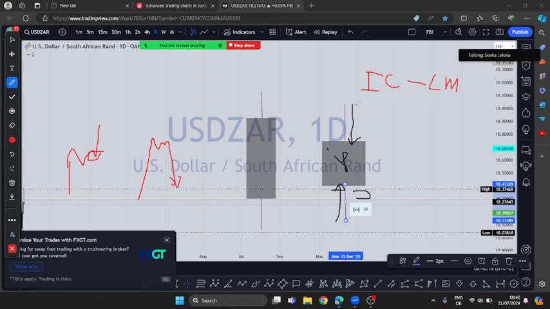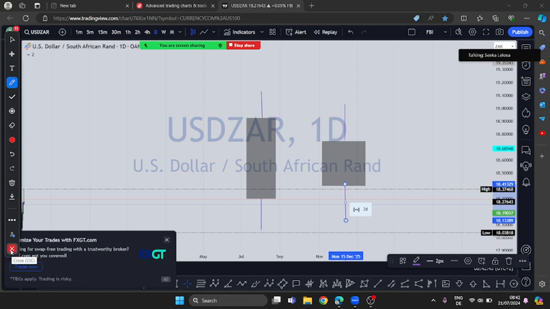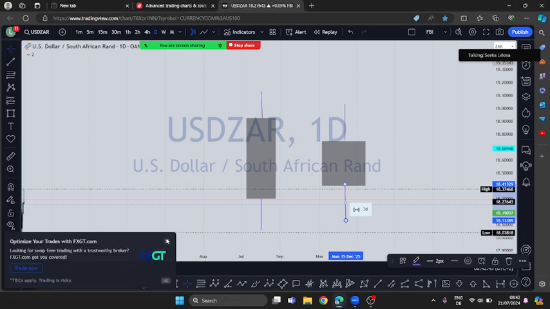And here we have the heavy resistance, and here we have the heavy support. So these are the types of candlesticks that you need to learn about. And then the other thing that I wanted to introduce to you guys is the trading zones. The trading zones are very, very important.